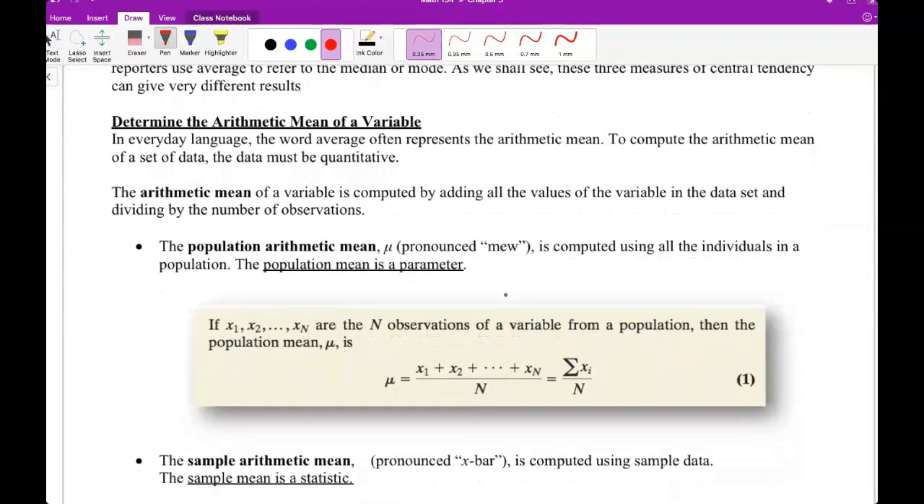What that means is that in this part, we're going to work on finding the average, or mean. Determine the arithmetic mean of a variable. The arithmetic mean of a variable is computed by adding all the values of the variable in the data set, and then dividing by the number of observations that we have, which is in the denominator.